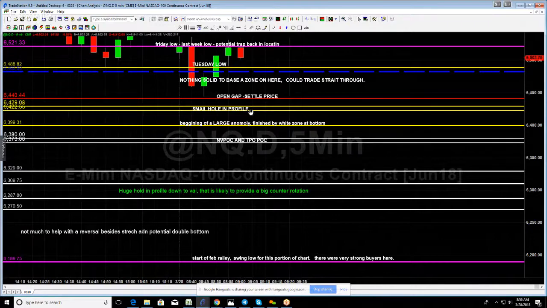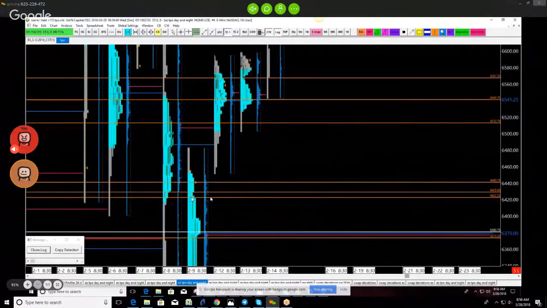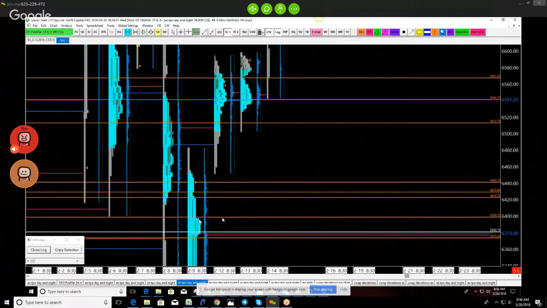But behind this, okay, so this is this right here. Then behind it, see that huge anomaly that we have right here? There's a TPO point of control and a volume point of control. They may come off the top of it, right? They may, and they probably will come off the top of that realistically because it's a round number at 6,400. But if I have to bet, I want as much help as I can. I want the TPO and the volume point of control.